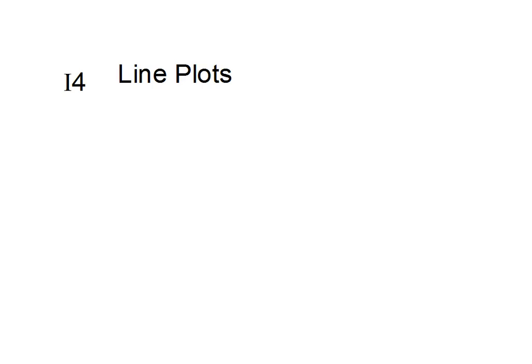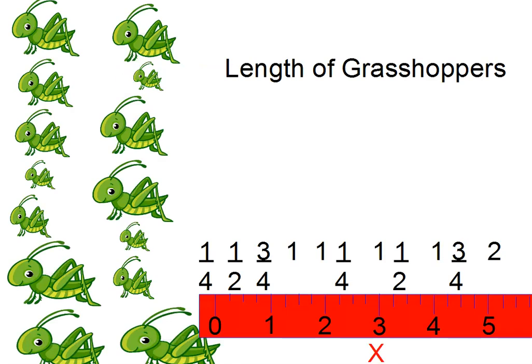This video is to help you with line plots. When we're doing a line plot, it's kind of like making a bar graph, except you're putting X's above certain numbers. In this particular case, we're trying to find the length of grasshoppers, and we have numbers down here: a quarter, half, 3/4, 1 inch, an inch and a quarter, an inch and a half, an inch and 3/4, and 2.